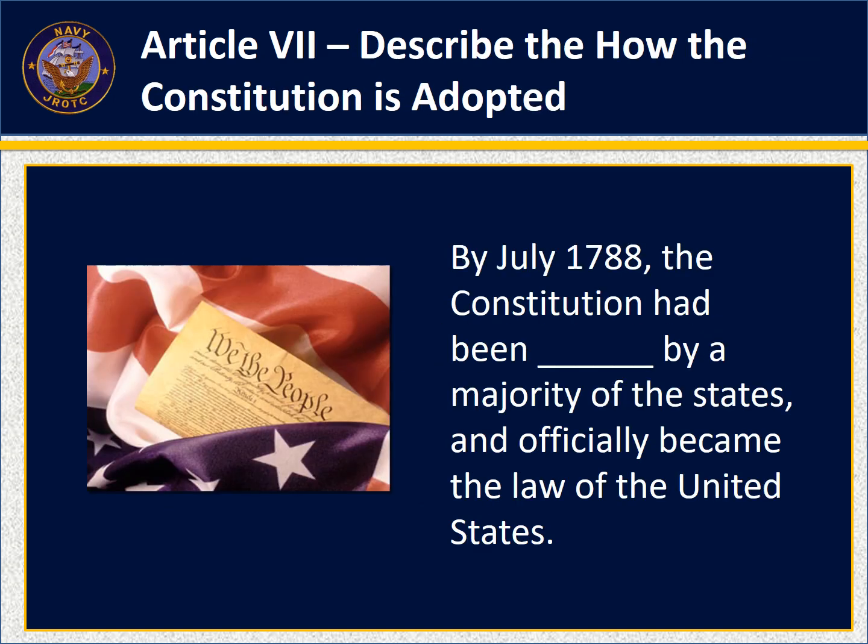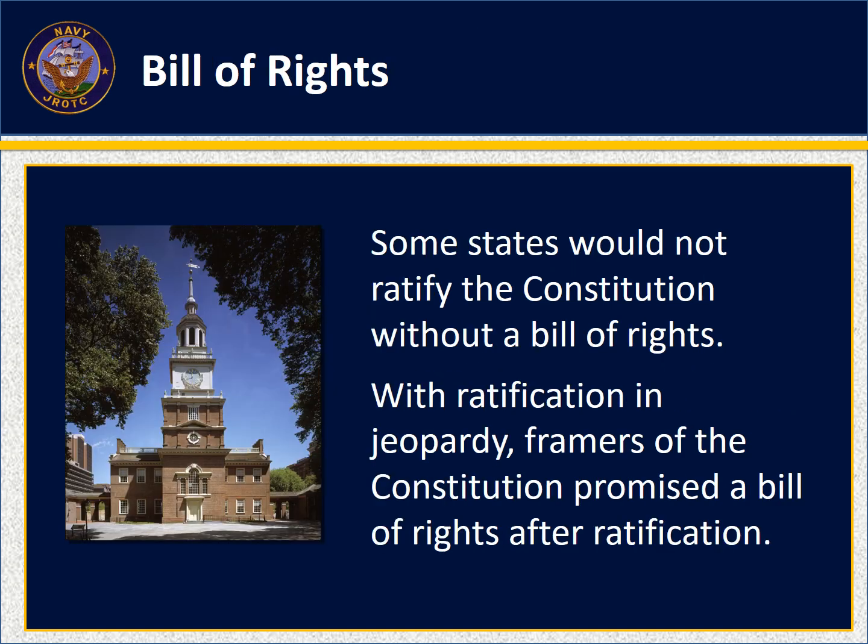All right, Article 7 describes how the Constitution is adopted. But by July 1788, the Constitution had been ratified by a majority of the states and officially became the law of the United States. Some states would not ratify the Constitution without a Bill of Rights. With ratification in jeopardy, framers of the Constitution promised a Bill of Rights after ratification, and that is so unusual. We would not get that today.